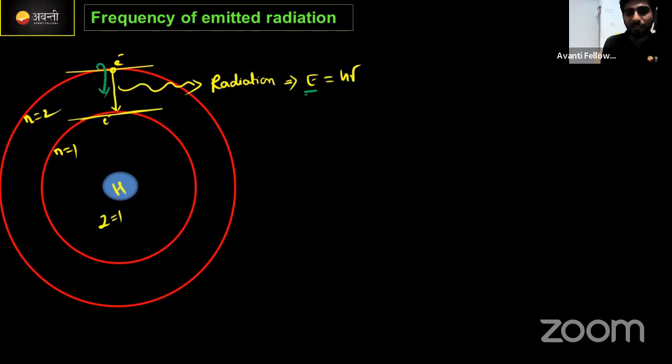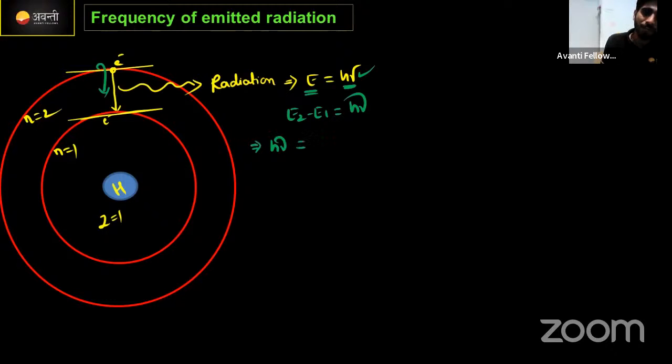Third postulate we are going to use here. According to the third postulate, the radiation has a frequency, it has a wavelength, everything is present inside here. Correct now? Energy here means the difference between two energy states. We can write this as E2 minus E1 is equal to h nu. We have to calculate the frequency. Correct? Okay. Further we will solve this one.